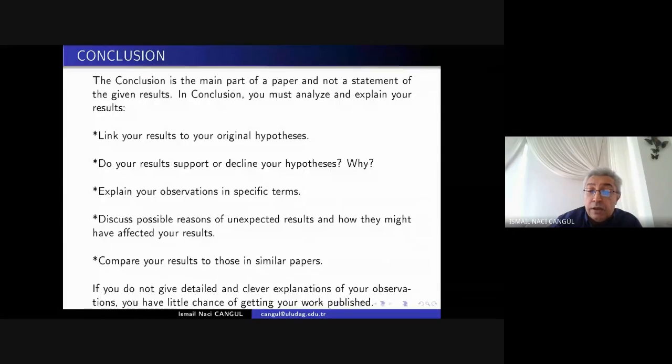Because there are lots of examples in the history of science. People sometimes say that I have a thousand ways of how not to manage this problem, for example. But at the end, in the next experiment, they got the right one. Okay? Sometimes errors will help you to get the correct results. Compare your results to those in similar papers in the conclusion. So these people did this and we did this. If you do not give detailed and clever explanations of your observations, you have little chance of getting your work published. So please be careful about the conclusion part.